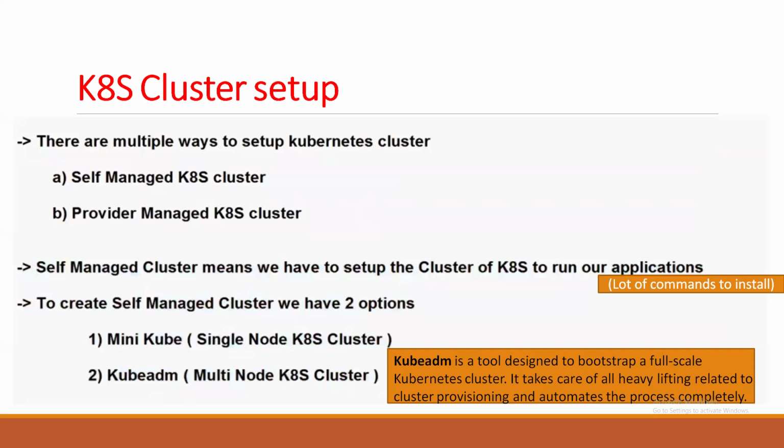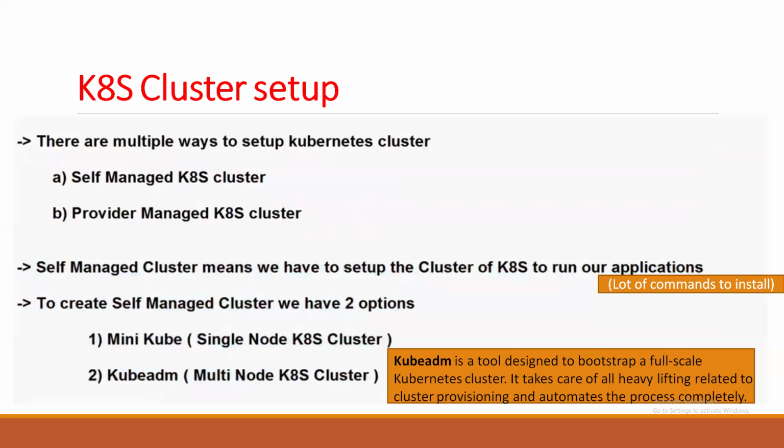One is Minikube. Minikube is nothing but a single node Kubernetes cluster. It will be only one node, and the control plane and the worker node are both installed in one EC2 instance, called Minikube. It is used for development purposes or R&D purposes only. Guys, understood?